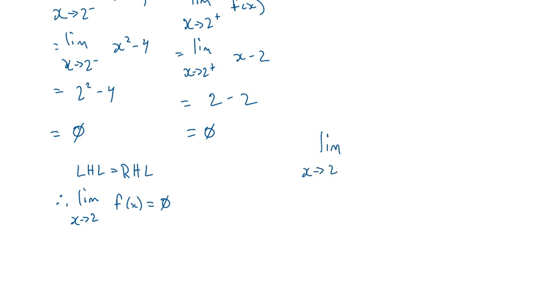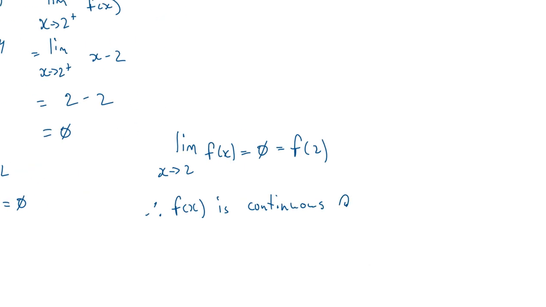there's a lot of writing in this and people don't want to do it. But this is a formal process, so you have to. All of these little statements that I'm making are all 100% required for the formal discussion of the continuity of a function. Okay, so the limit as x approaches 2 of f at x equals 0, which equals f at 2. Therefore, f at x is continuous at x equals 2.